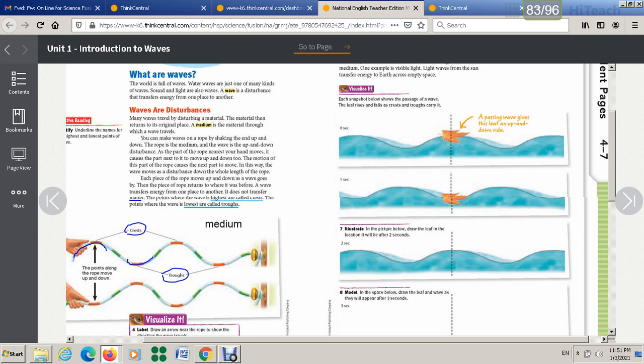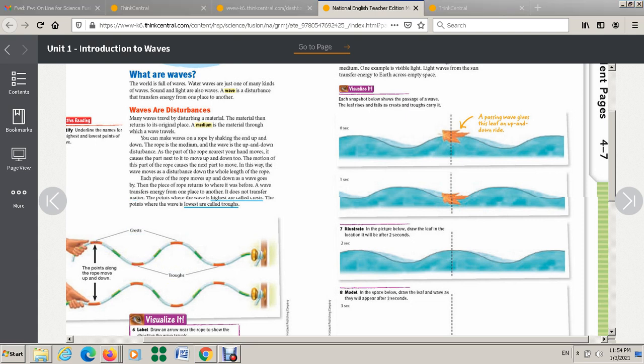A wave is a disturbance that transfers energy, as we have mentioned. To classify waves, some waves need a medium to travel through, and some waves don't need a medium to travel through. For example, sound needs particles to travel through, but light doesn't need particles to travel through. This is how to classify the waves.